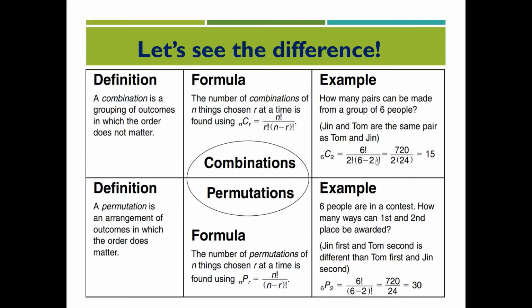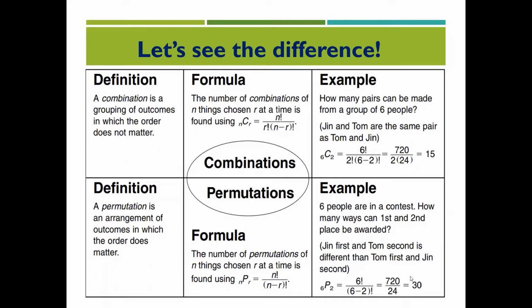Now, for the example, 6C2, meaning there are 6 objects in all and you have to choose 2 from the 6. So this is what you will do in case you don't have a calculator. 6 factorial over 2 factorial times (6 minus 2) factorial. Always subtract the smaller number from the larger number and then get the factorial. So 6 factorial is 720 over 2. 6 minus 2 is 4. Factorial is 24, so the answer is 15. The example below is about permutation.